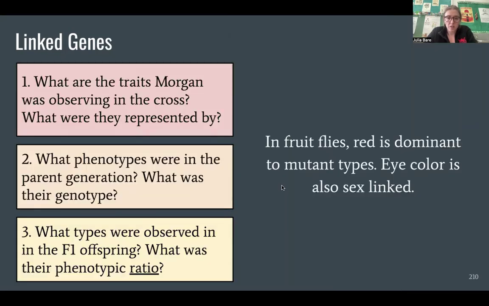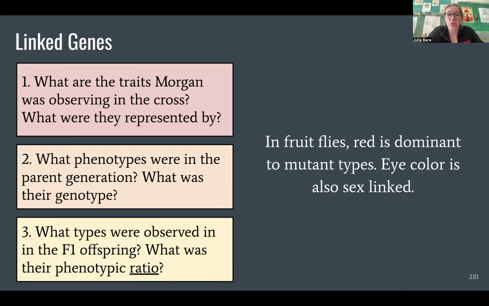So let's use some of this terminology. Again, that diagram that's in your packet is going to be essential for understanding and going through these questions. I want you to try to answer these first three questions on your document. What are the traits Morgan was observing in this cross? What were those traits represented by? And what phenotypes were in the parent generation?